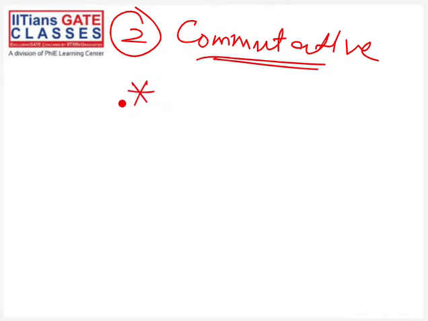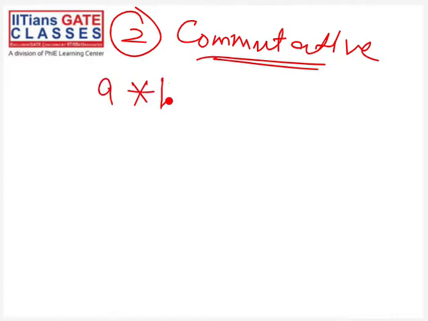Let's assume some operation is there. Okay, this star is some operation. Remember, this star is not multiplication. Whenever I write multiplication, I will write like this. So this star is some operation. It could be any operation.